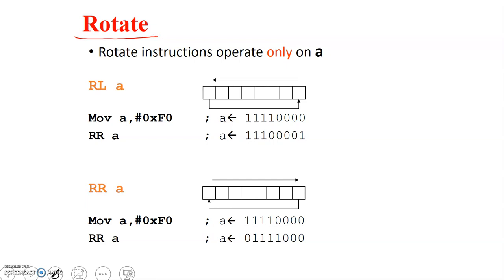So rotate is rotate left and rotate right, and it operates only on the accumulator, I told you earlier. So let us see here. I am first trying to move a number F0 into A, and F0 is this number. So let me write it here. This is 1 1 1 1, and this is 0 0 0 0.